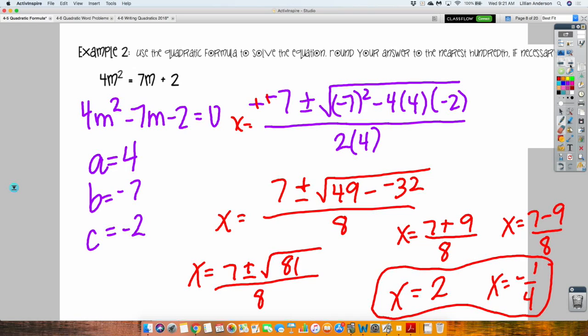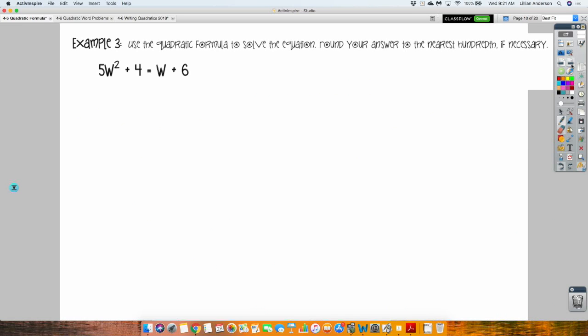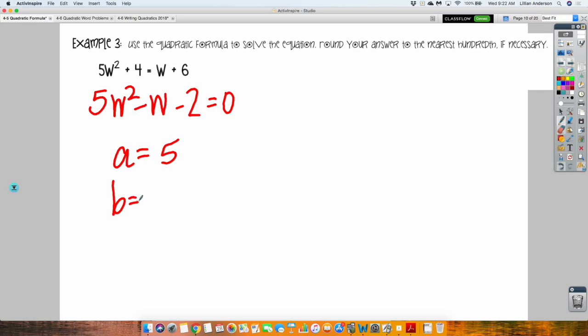Is number 3 in standard form? How do I get in standard form? Well, you're going to have to subtract that W to the other side. Subtract the W to the other side. And? Say again? Subtract 6. What's 4 minus 6? Negative 2. What's A? What's B? Negative 1. What's C? Plug it in. Give me an answer.